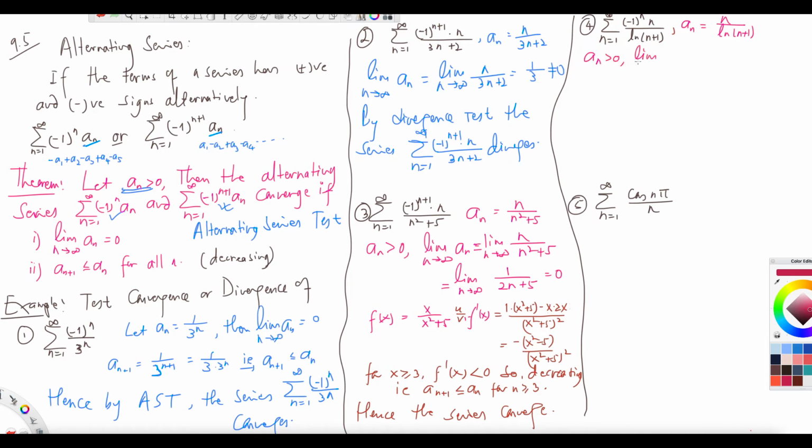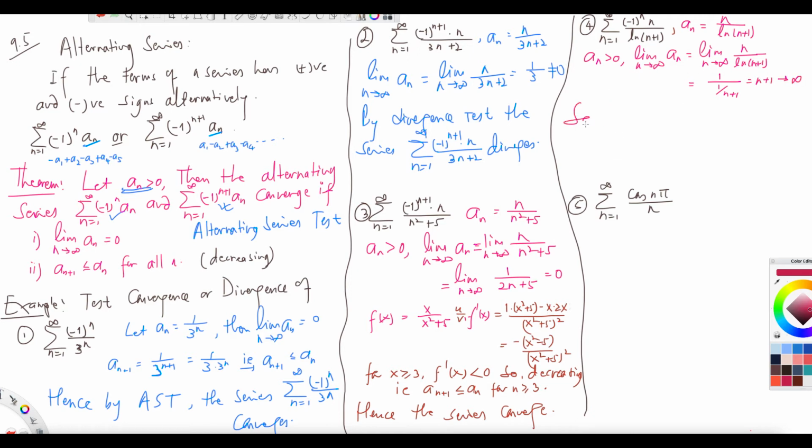So a_n is positive. Now the limit as n tends to infinity of a_n is equal to the limit as n tends to infinity of n over natural log of n plus 1, right? So is this 0? This has infinity over infinity format, so you can use L'Hopital's rule. So you get 1 over n plus 1, that's what the derivative is. For the top it is 1, for the bottom it is 1 over n plus 1, which is n plus 1. Oh, this goes to infinity. So this does not go to 0.